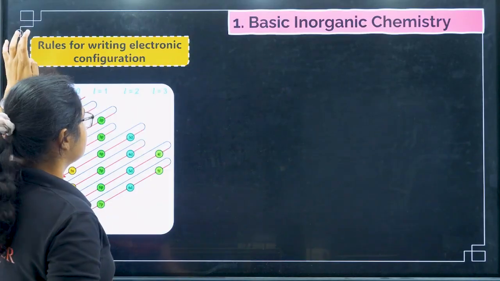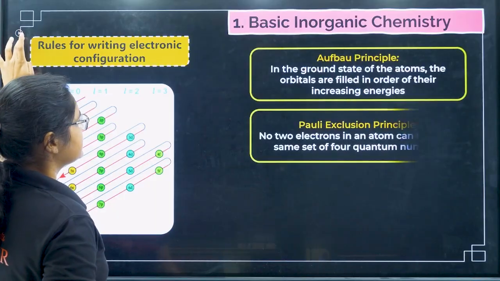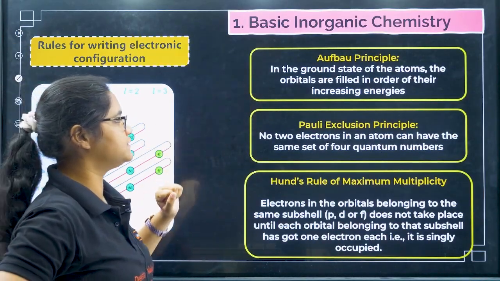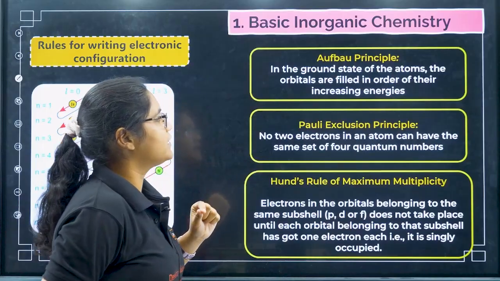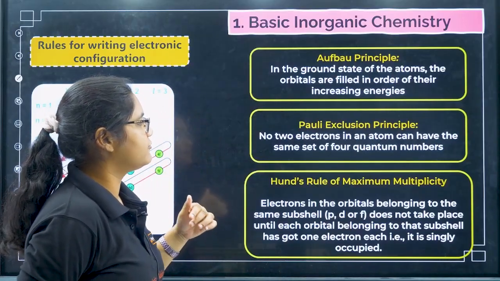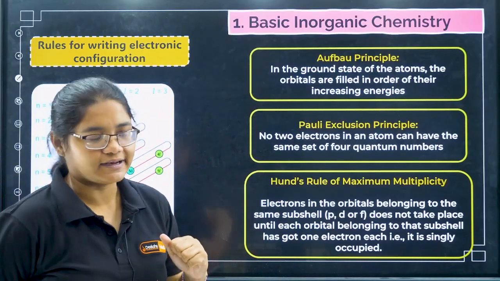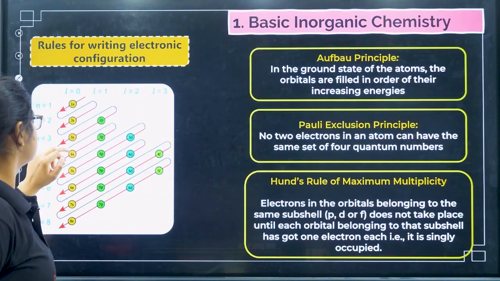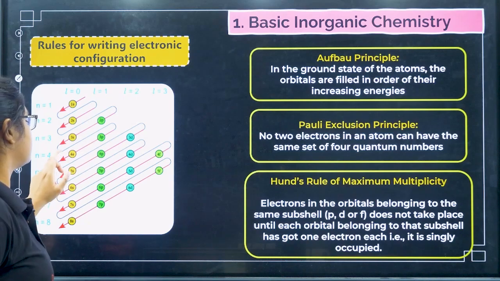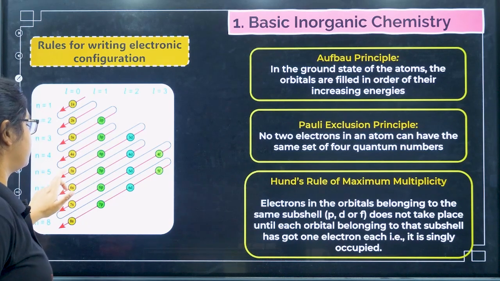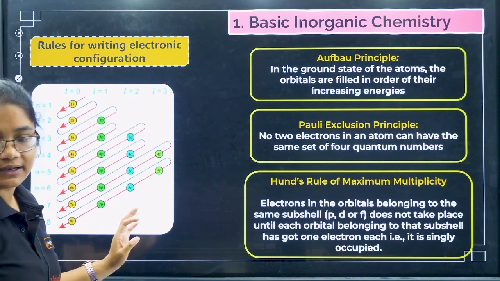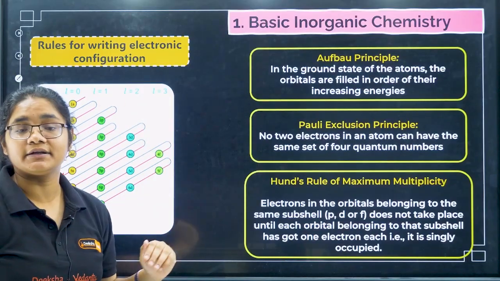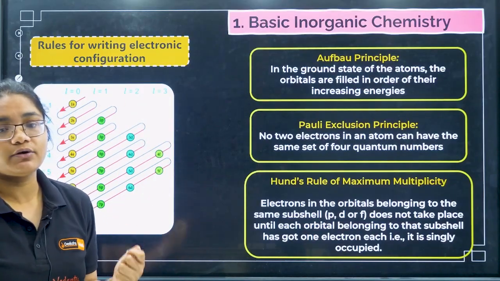So let's see that. There are certain rules for writing the electronic configuration. The first one is the Aufbau principle, which says that in the ground state of the atoms, the orbitals are filled in the order of their increasing energy. So what is the increasing energy order? First we have to fill 1s, then 2s, then 2p, then 3s, then 3p, then 4s, 3d, 4p, 5s. So this order you have to maintain. You have to fill in this order. And this order is the energy of the different orbitals.